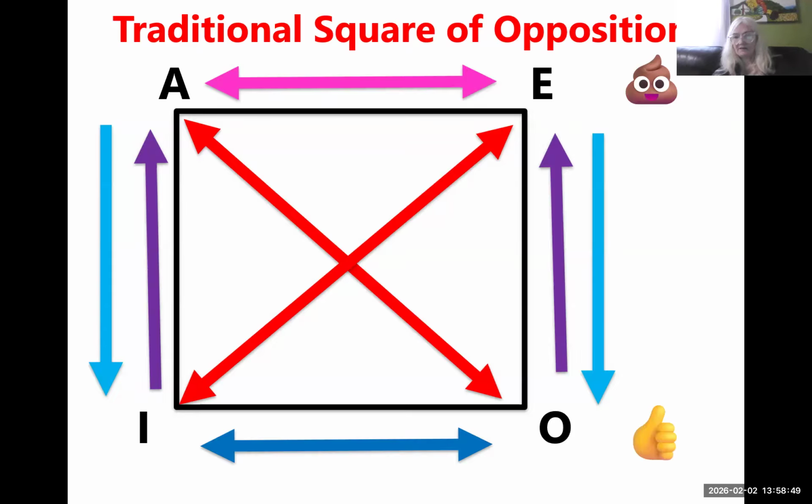Now you'll also notice that I have a thumbs up emoji on the bottom, and a poop emoji at the top. The reason I have this is because I want you to remember a basic idea of this diagram: truth falls down and poop floats. Okay, so what is false goes up in this diagram, and what is true comes down in our subalternation.